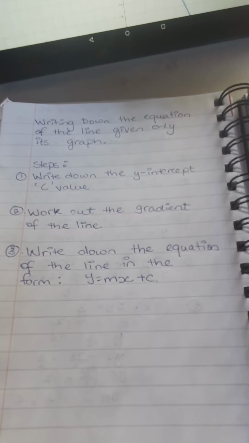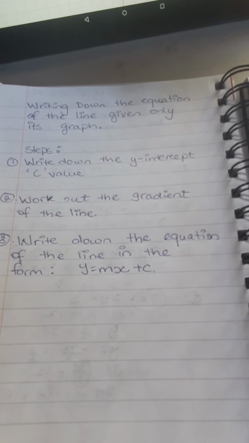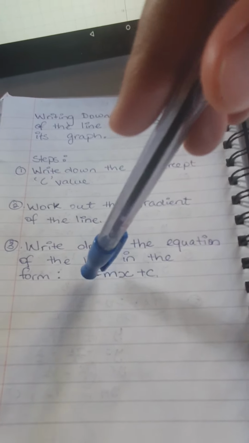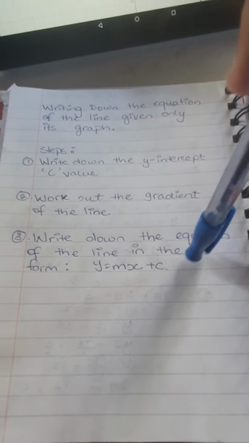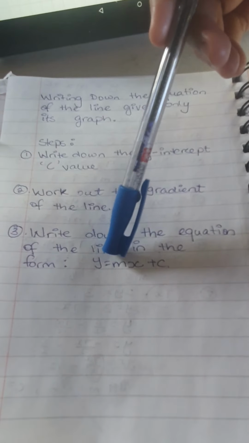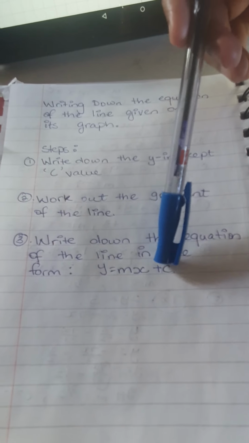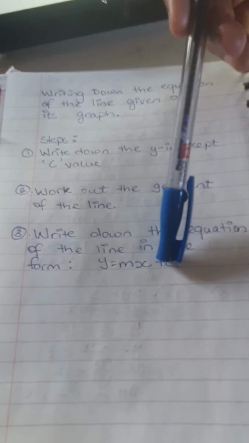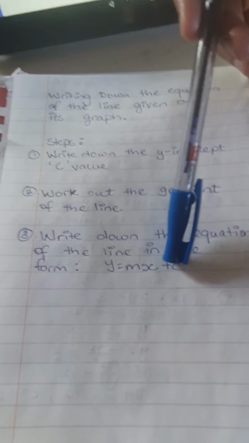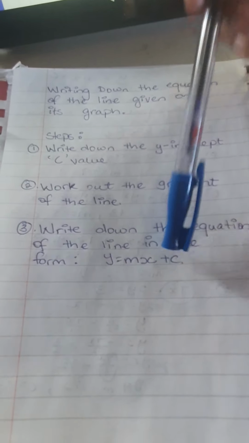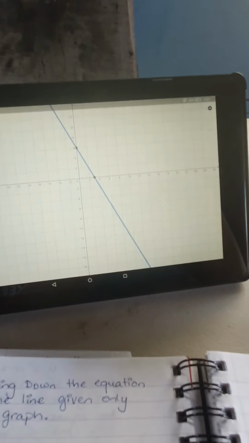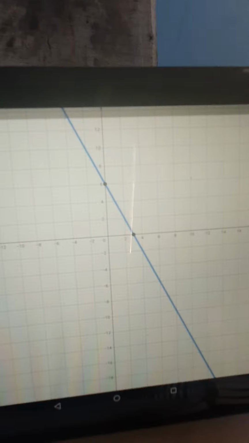Once we get those two pieces of information, we would write down the equation of the line in this form. Remember, m is the gradient, so whatever number you get for the gradient, you're going to write it in here. And c is the y-intercept, so whatever value is your y-intercept, you're going to fill that in here, right? And that's the equation of your line. So 3 simple steps.